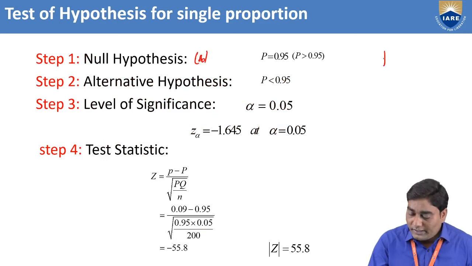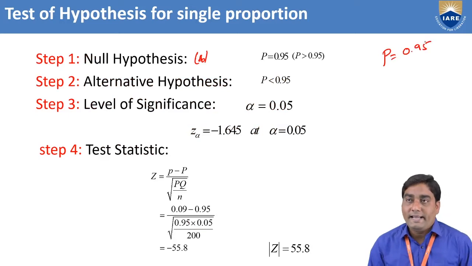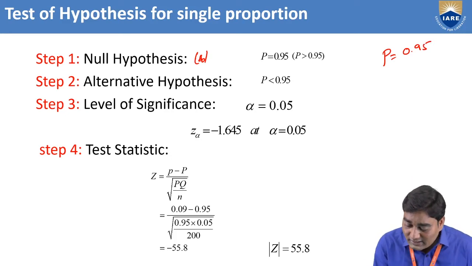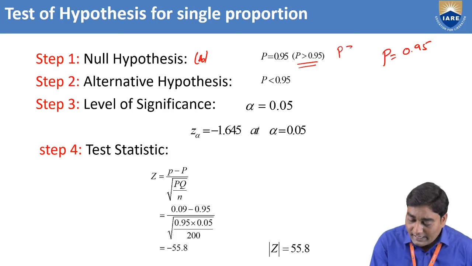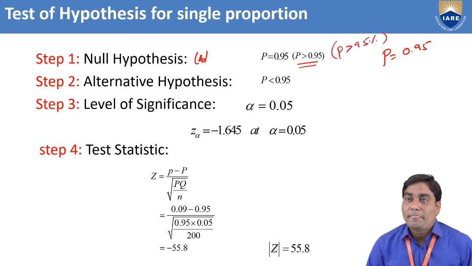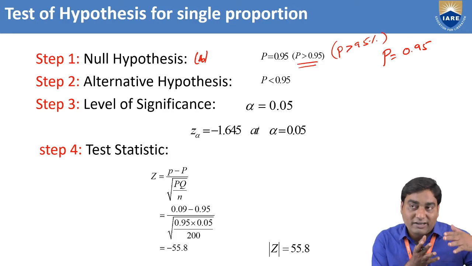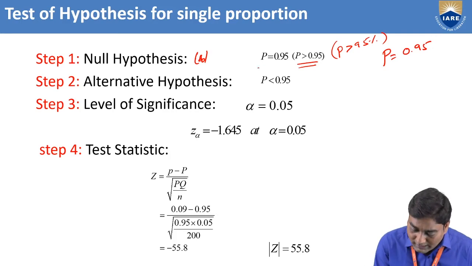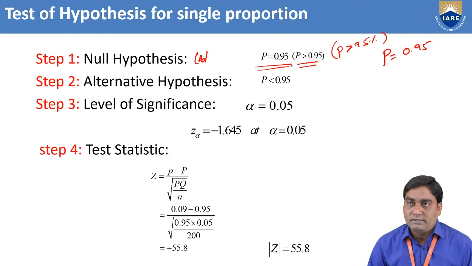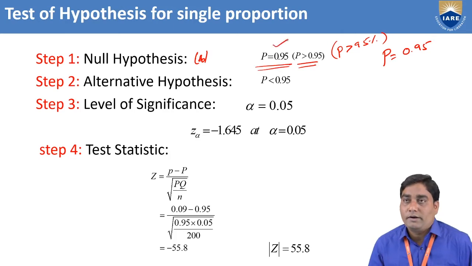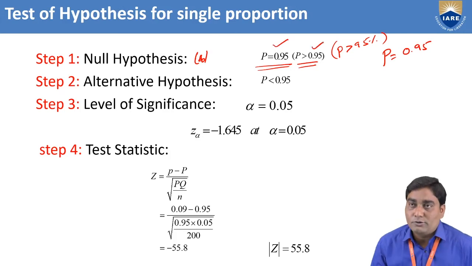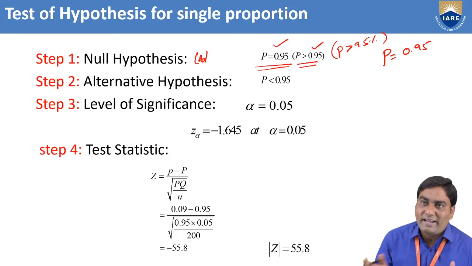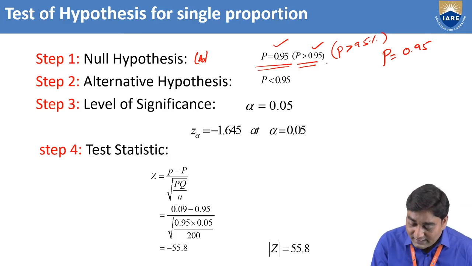Whatever statement he has given, we have to assume the statement is true. What statement has he given? At least 95%, P greater than 95%. At least 95% means P greater than 95%. Whatever equipment he is supplying is in good position. But generally, instead of P greater than 95, we are going to set up P equal to 0.95 in the null hypothesis. That's why we have chosen P equal to 0.95. But the actual statement is P greater than 0.95 only. Instead of greater than, we have chosen equal to.